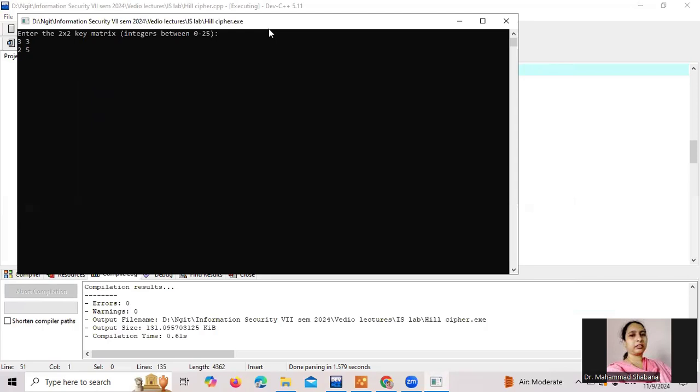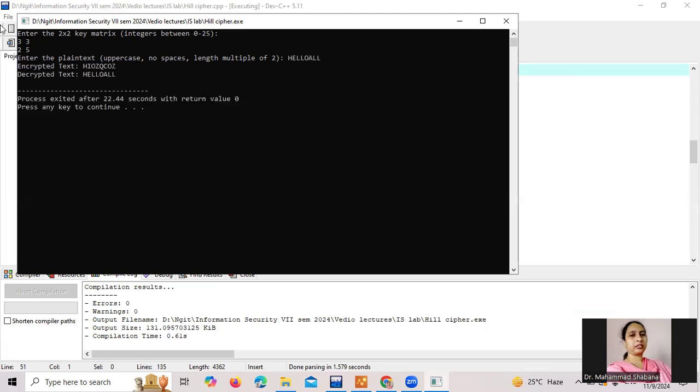Let us run the program once again. The key matrix I am taking is 3, 3, 2, 5. Then I am taking my plain text now, HELLOALL, hello all. So this is my plain text. The encrypted text is HIOZQCOZ and the decrypted text is hello all. This is based on the Hill cipher. So the formula here we are using is C is equal to K into P mod 26, where P is the plain text, C is the ciphertext vector, and K is the key matrix. For decryption, we are using P is equal to K inverse into C mod 26. So this is for encryption and decryption based on the Hill cipher.